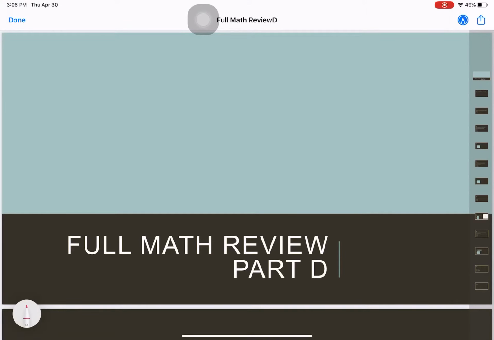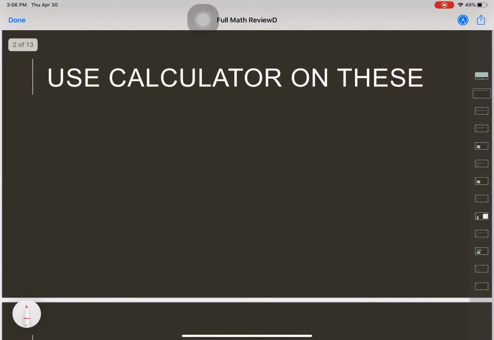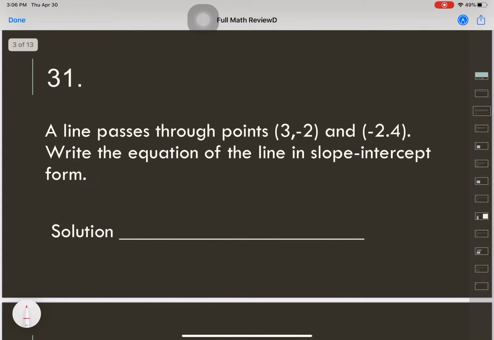This is the fourth part of GED practice test for math review. So yes, you can use a calculator on these.